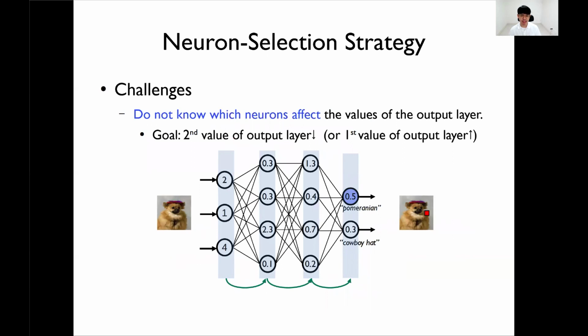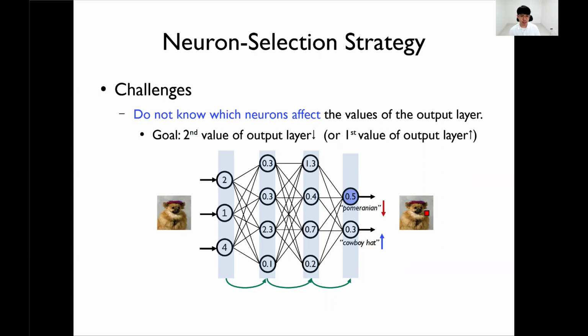And a more fundamental challenge is that we do not know clearly which neurons affect the value of the output layer. So consider the mechanism of how a DNN model works. It simply calculates the output value of each layer sequentially, starting from the input vector, and returns the label with the highest value in the output layer. So in this case, since the output value corresponding to Pomeranian is higher, at 0.5, it will be labeled correctly in this case.